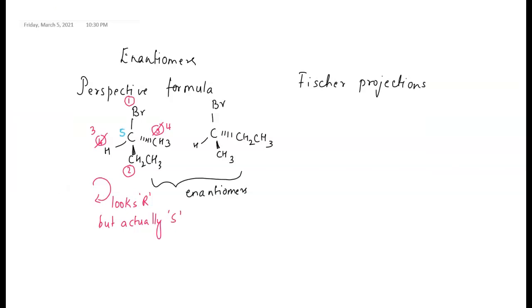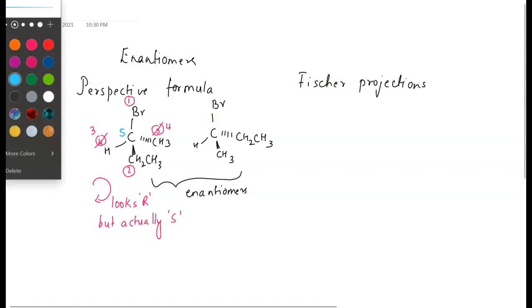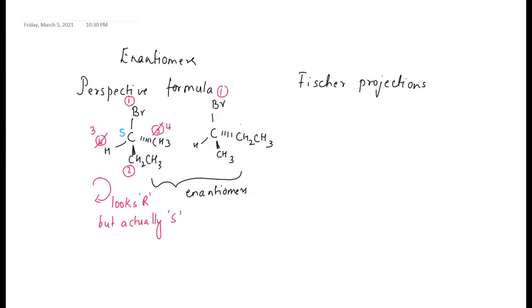All right, now let's look at this one. Let's do the priorities like before. We have 1 for bromine, 2 for CH2, CH3, 3 for CH3, and 4 here for hydrogen. Now we are again going to do the swap where the lowest priority is swapped with the group that is at the back. So we have 4 here and 2 here. Now when I do the rotation, I have 1 to 2 to 3, so I'm going this way, which is anti-clockwise.